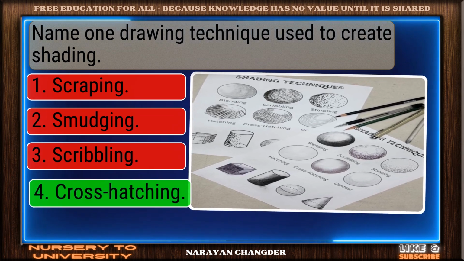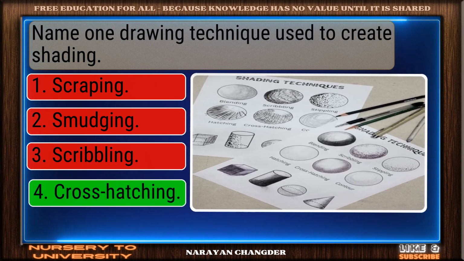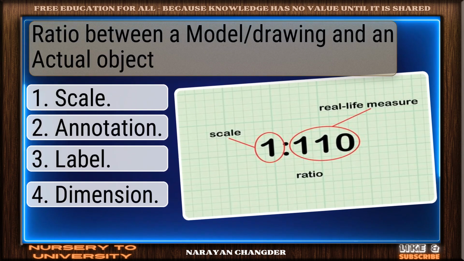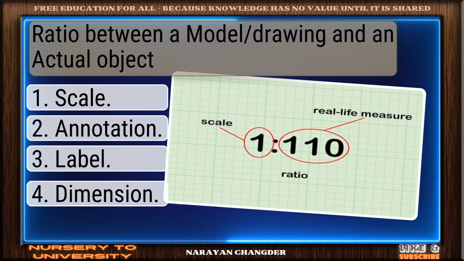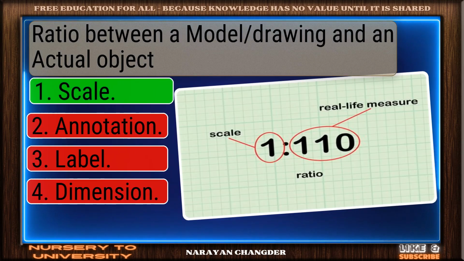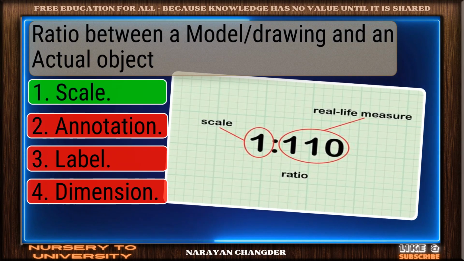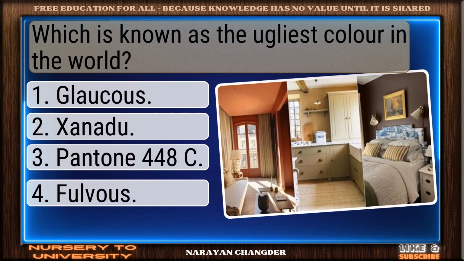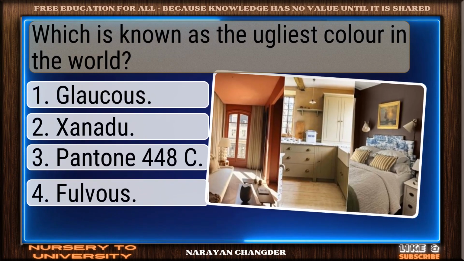Great thinking. Cross-hatching is the right choice. Ratio between a model drawing and an actual object. Clear logic. Your choice scale is sound and 100% true. Which is known as the ugliest color in the world?